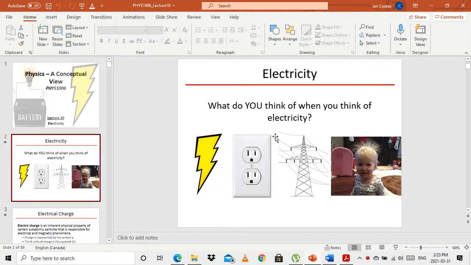What do you think of when you think of electricity? There's the plug, lightning. We've got electricity going through the wires and the power grid. Even this cutie patootie, you see the hair. It does the same thing if you rub a balloon against the head, right? We're going to hit on all these today in some fashion. It's an important topic that everyone should know about anyway.